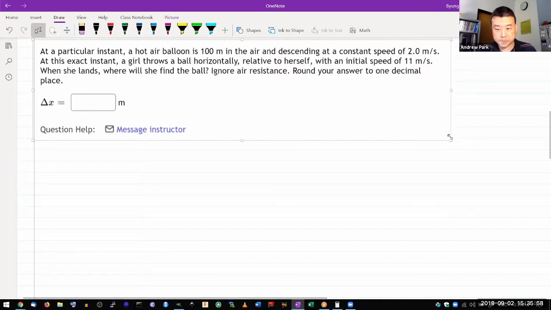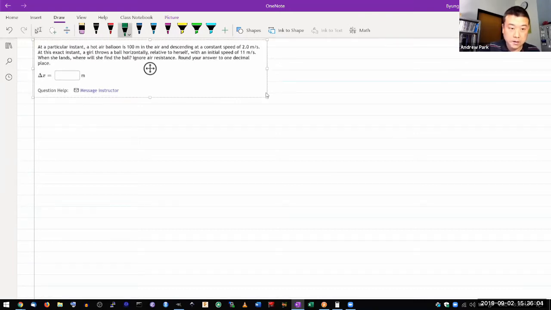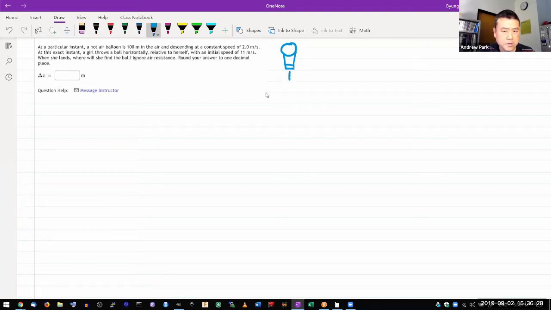Okay, let me get this smaller so I have room to draw. As I was saying earlier, you should get into practice of always visualizing the problem situation so that you can see what you might be missing and you have a frame to think of the question concretely. So I have this hot air balloon which is descending at a constant speed.